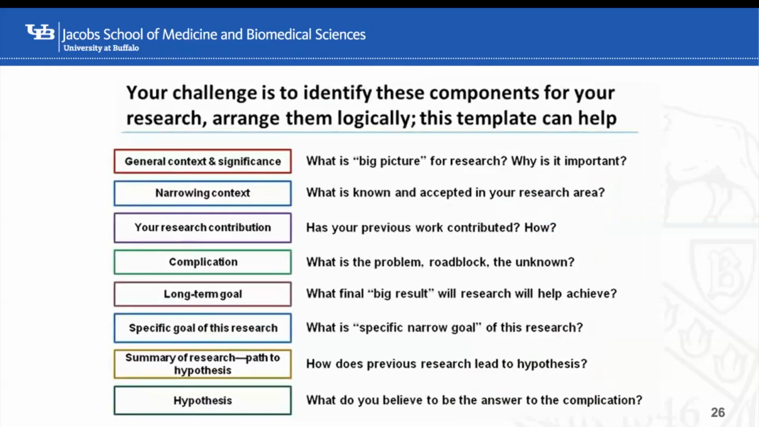So when we start seeing the common things, both have all these same elements. They have this general context, the big picture. They have a narrowing context, the specific problem that you're trying to tackle. They have your research contribution, that path to the hypothesis. They have knowledge gap or complication. They talk about a long-term goal. They talk about a specific goal of this particular project. And again, the hypothesis and the path towards it. Okay, so those elements were in both.